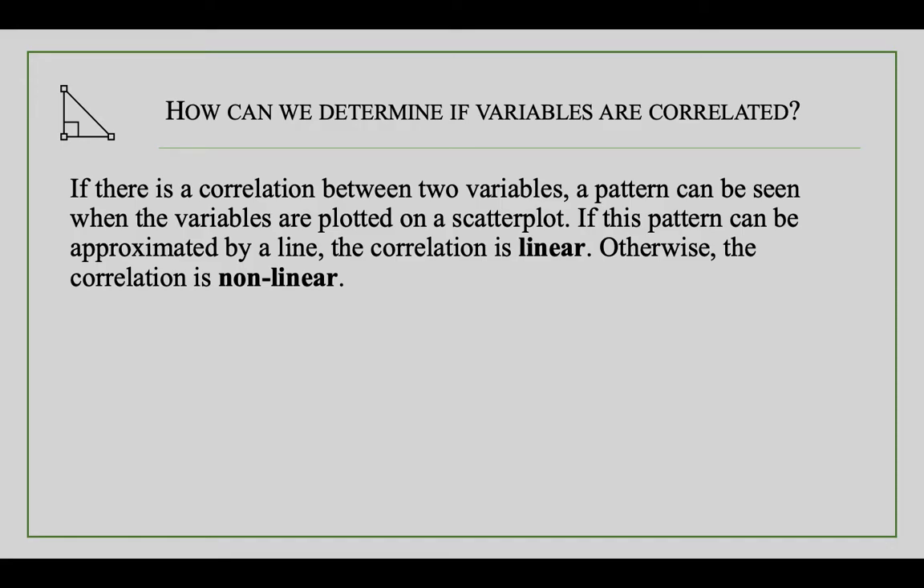How can we determine if variables are correlated? If there is a correlation between two variables, a pattern can be seen when the variables are plotted on a scatter plot. If this pattern can be approximated by a line, the correlation is linear. Otherwise, the correlation is nonlinear. So we already know about linear and nonlinear. Essentially, correlation occurs when we see a pattern occurring between two variables on a scatter plot.